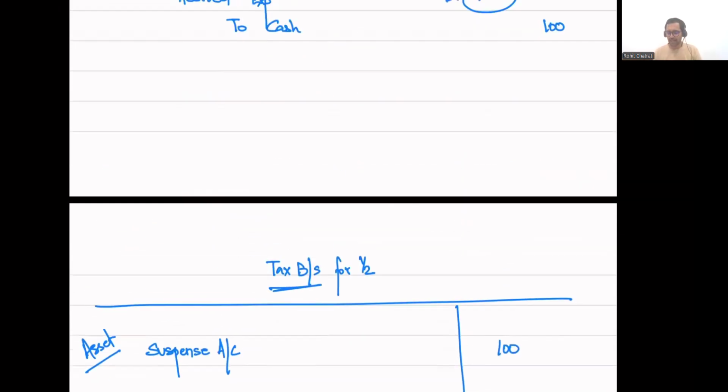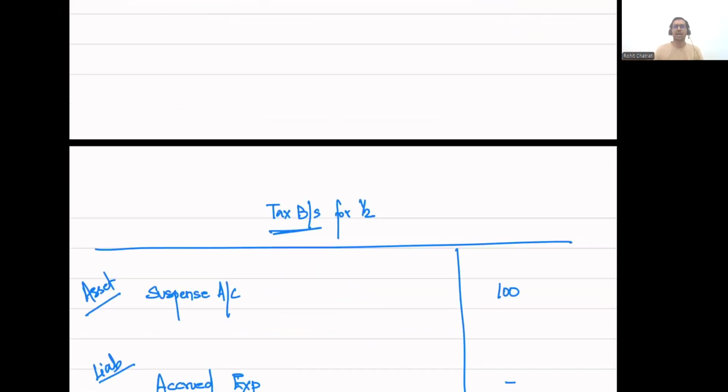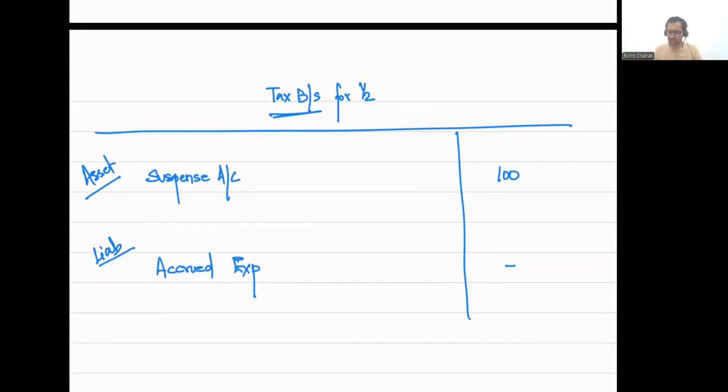Obviously, I'm not denoting cash. The other side of it would have been cash. I'm not writing that in the tax balance sheet.